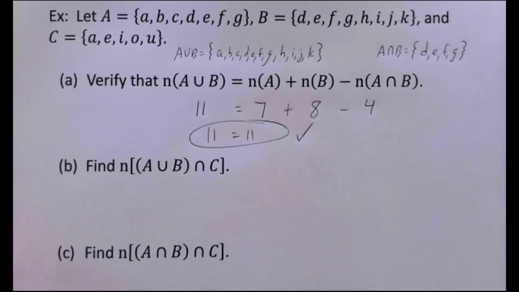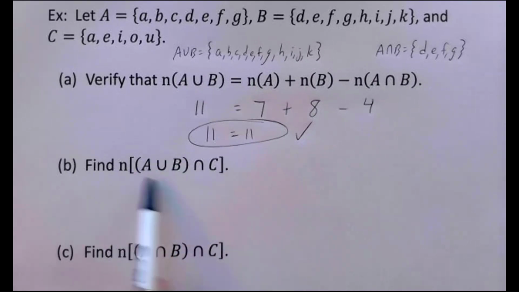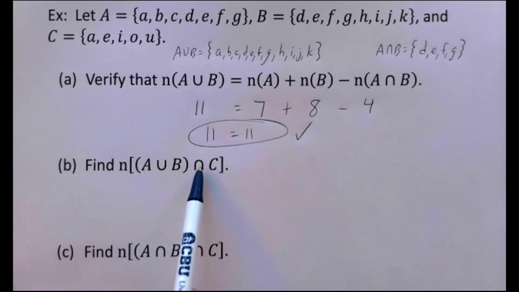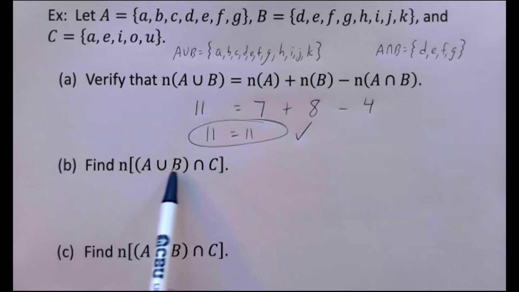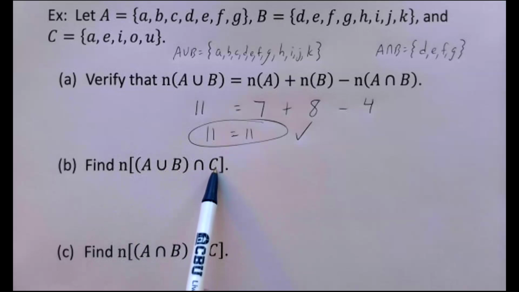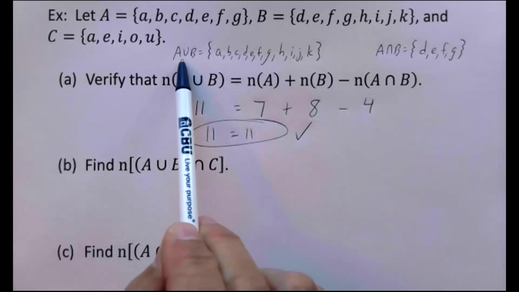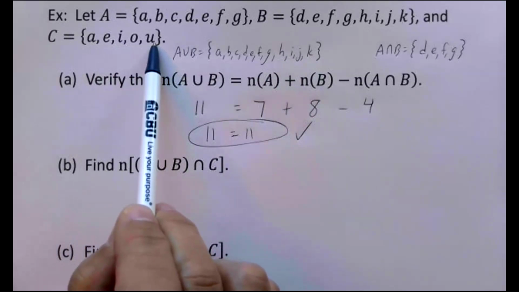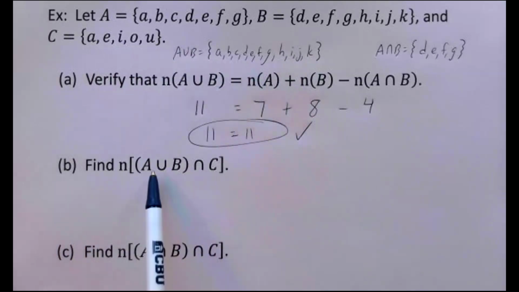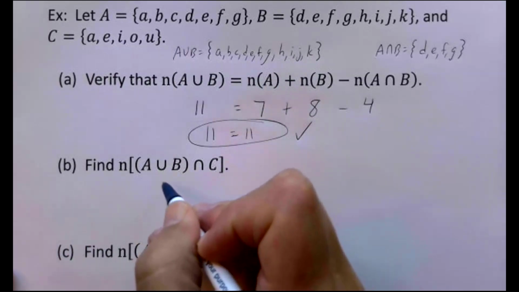Okay, the next example says to find the number of elements in this big ugly thing. It says take A union B and intersect it with C. What is that going to look like? Luckily, we just did A union B up here. We have C given right here. When we talk about the intersection of those two things, we're talking about what they have in common, right?